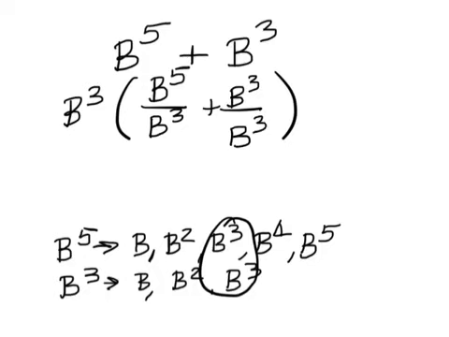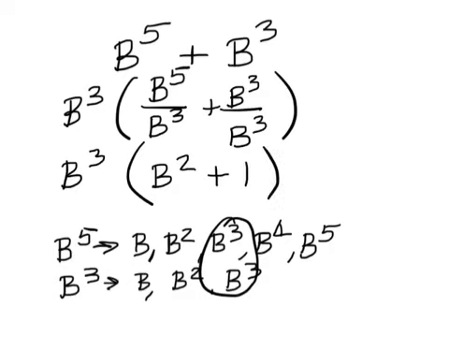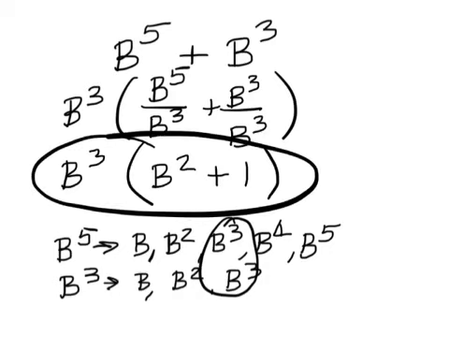Now go back and simplify inside the parentheses. B to the fifth over b to the third is b to the second. And then b to the third divided by itself is just 1. So b to the third times the quantity, b squared plus 1.